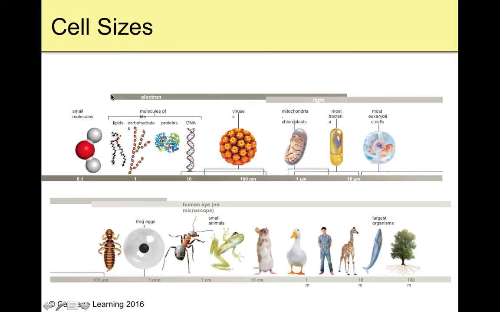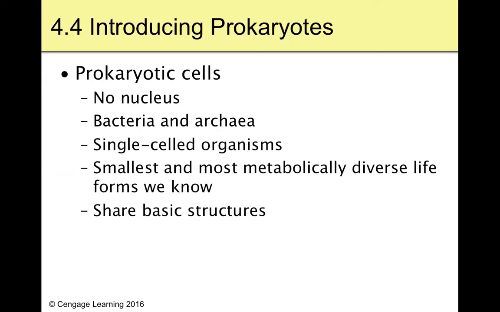Electron microscopy is going to go all the way down to big molecules. They can almost take a picture of an atom, as hard as that is to believe. So lipids, carbs, proteins, DNA, all the way up to viruses, and then really incredible pictures of mitochondria and bacteria. So that gives you an idea of where we fit in the whole scheme of size of organisms and structures we can look at.